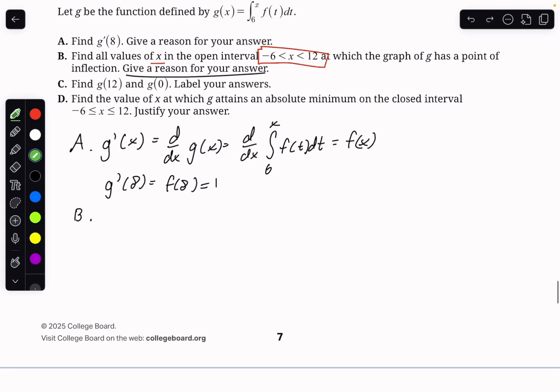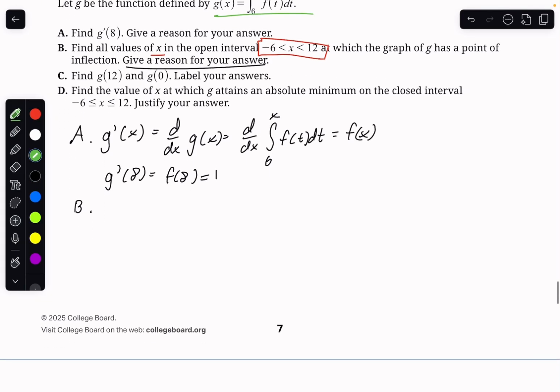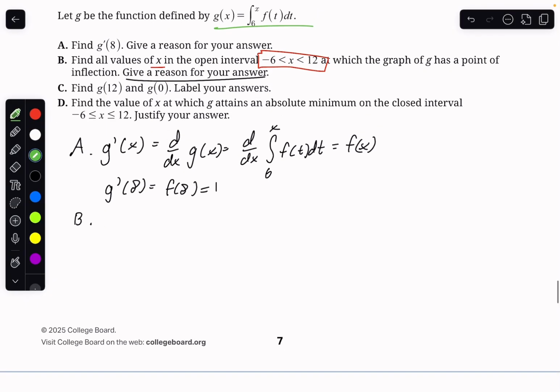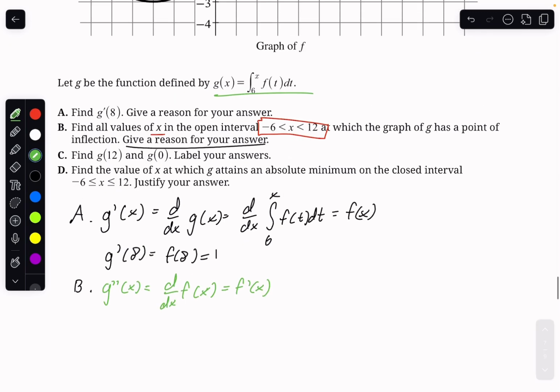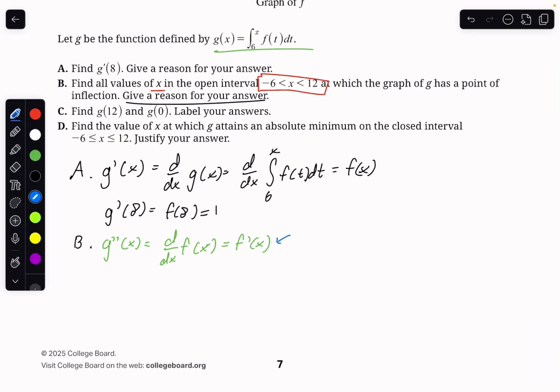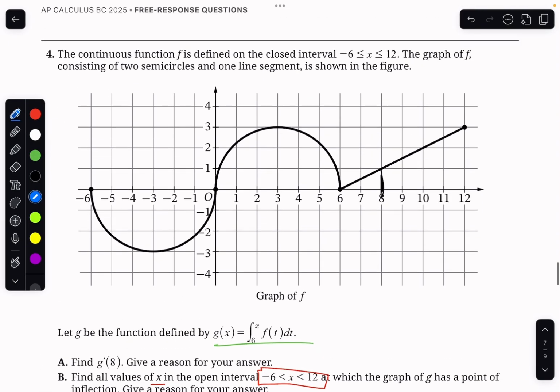So let's take a closer look. When does g double prime change sign? Let's find out. g double prime can be defined as such: the d/dx of f of x, which for simplicity I'm just going to write as f prime of x. So we're looking for when f prime of x changes sign. We can analyze the graph carefully. This is the graph of f, which means at this point onwards, the graph is decreasing, that's for sure, which means the derivative is going to be negative. So I just like to write this right here: f prime is less than 0 because the function is decreasing here.